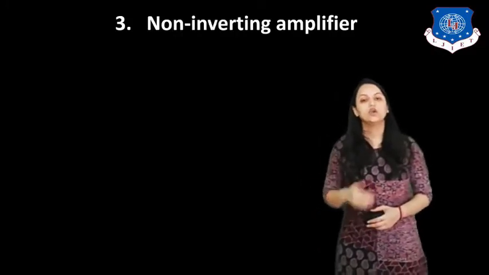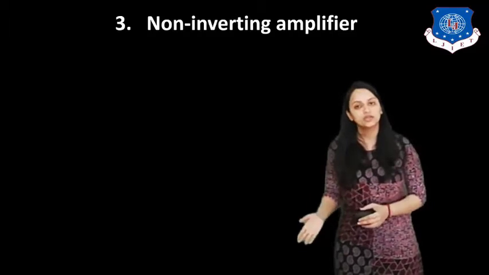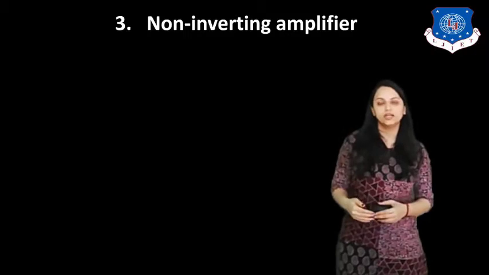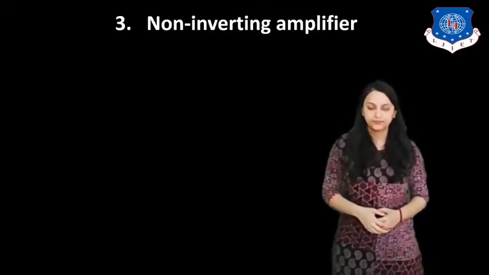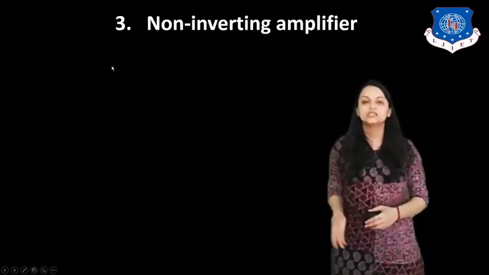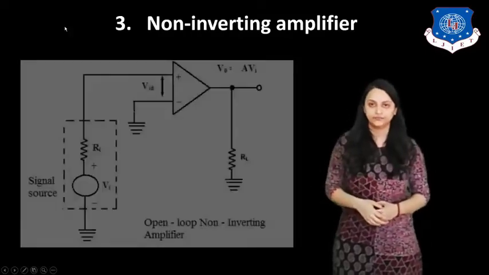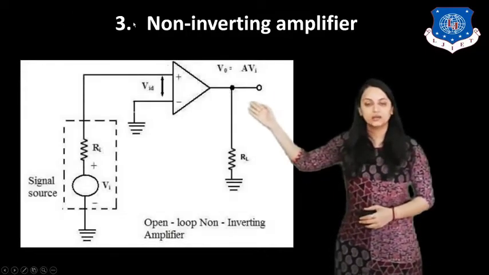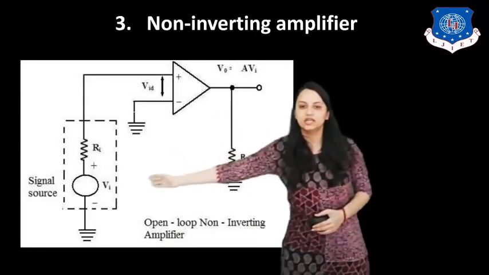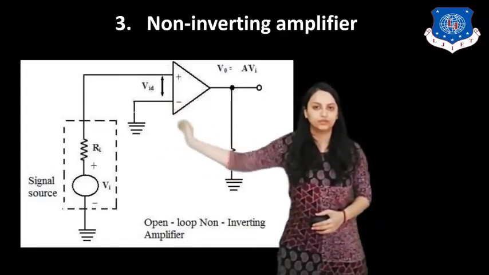Next is the non-inverting amplifier. Now, it is exactly opposite to the inverting amplifier, where the input is given to the non-inverting or positive terminal of the amplifier. Hence, the output is not a phase shifted version, but the same as the input, or as you can say, in phase with the input signal. So, this is the circuit diagram of the non-inverting amplifier configuration. Here, the input is given to the non-inverting terminal and the inverting terminal is connected to ground.